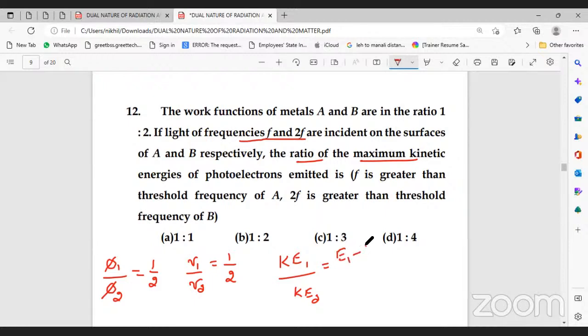Total energy minus work function. E1 minus phi1 by E2 minus phi2. If nu1 by nu2 is 1 by 2, can I take E1 by E2 as 1 by 2? Because energy is directly proportional to the frequency, isn't it? Yes, sir.